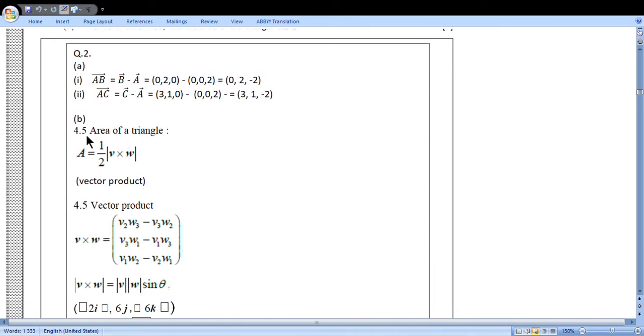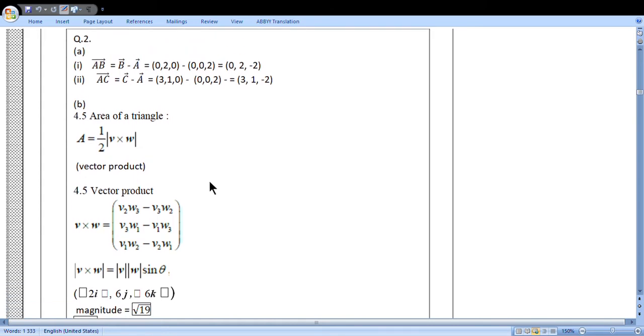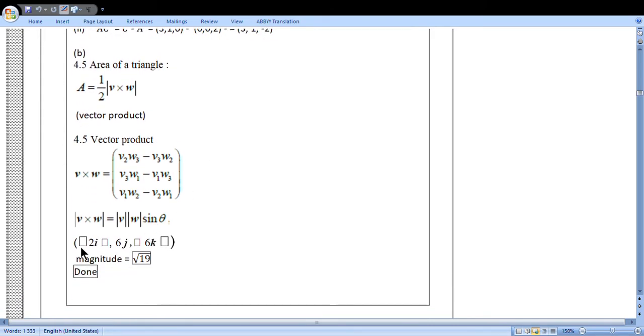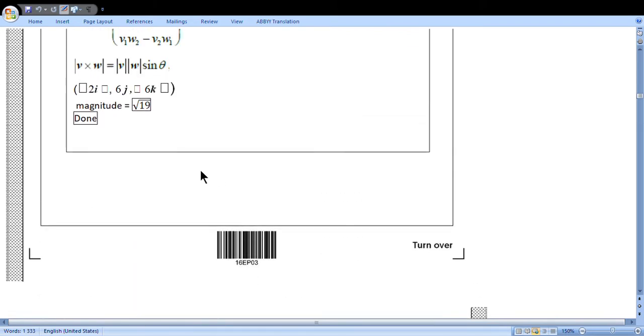The area of a triangle from section 4.1 is given as 1/2 of the magnitude of the vector product. The vector product is given by this formula, and after substitution you will get the following values of the vector, and you can calculate the magnitude. The magnitude will be the square root of the square of one coordinate plus the square of another coordinate plus the square of the third coordinate.